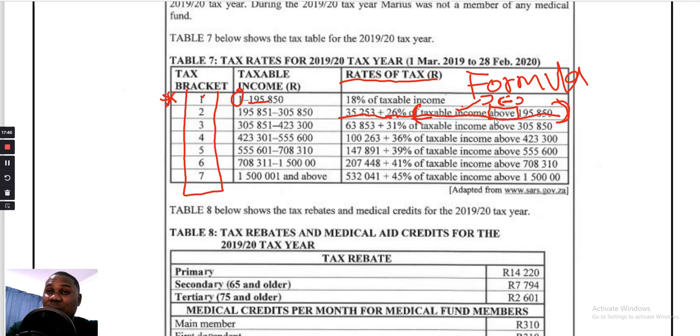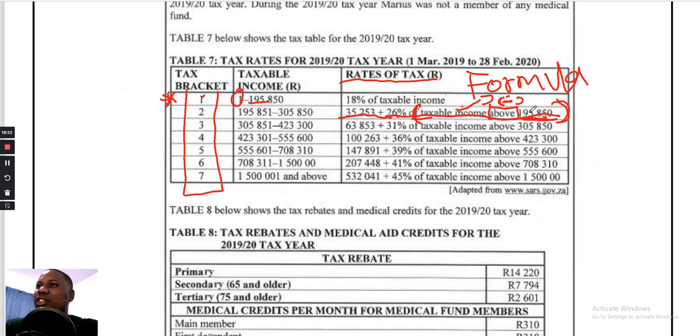I want to give you a hint. If you see your taxable income being less than this amount, that means you have chosen the wrong bracket. The taxable income must always be above this number. If it is less than this, just change the bracket and look at another bracket. It means you have chosen the wrong bracket. Okay, good.